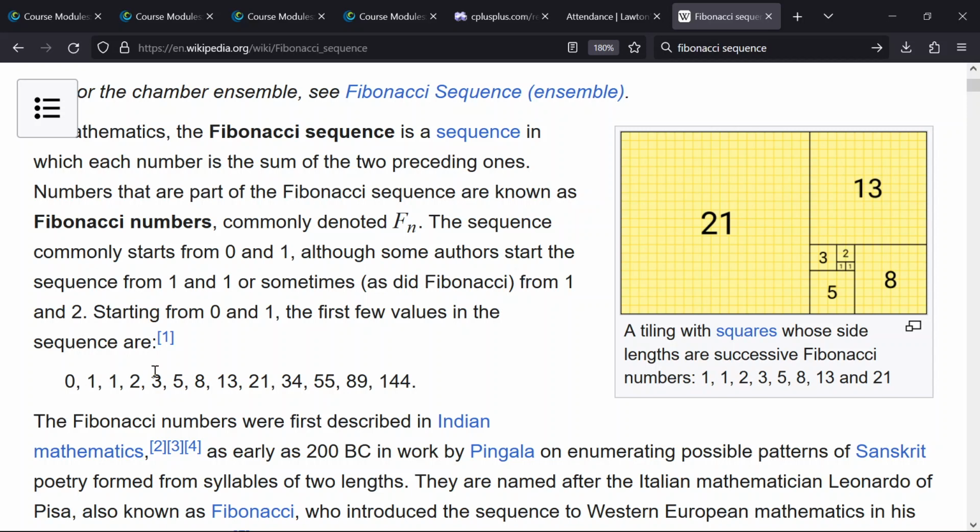And the way that you generate values of the sequence is you start with 0 and 1, and then from then onwards, the next number, like the 8, is made up of the addition of the 2 previous numbers. So 3 plus 5 makes 8. 5 plus 8 is 13, 8 plus 13 is 21, and so on and so forth. That's how you generate the Fibonacci sequence.